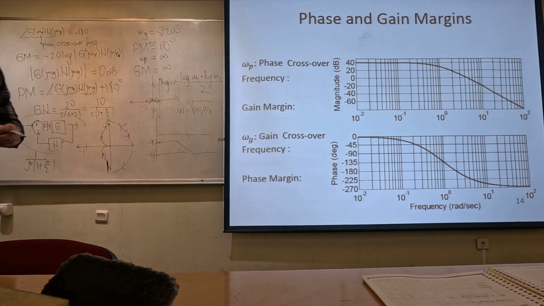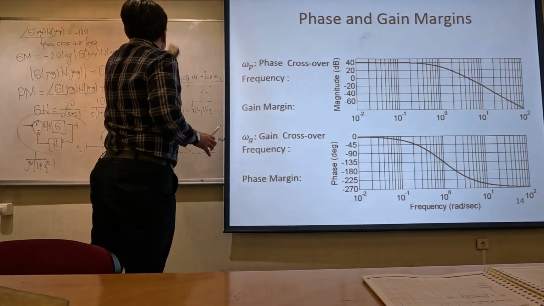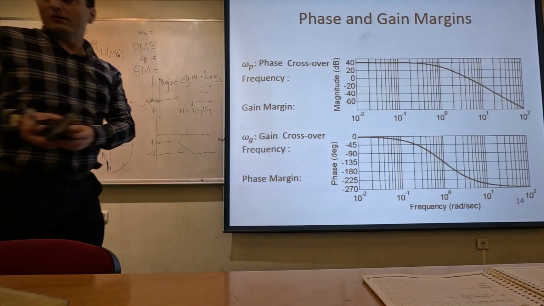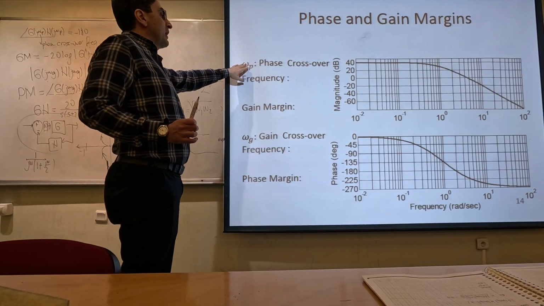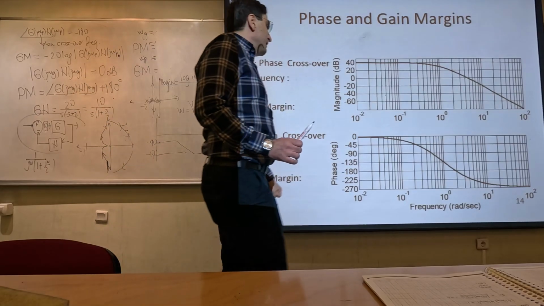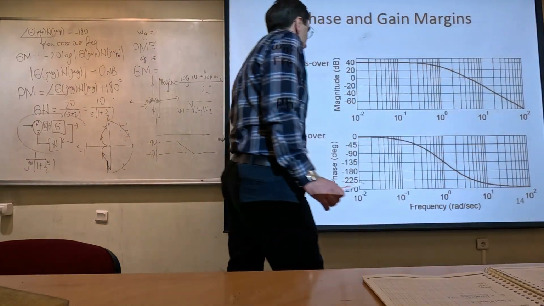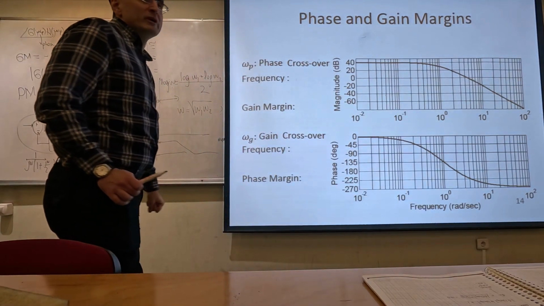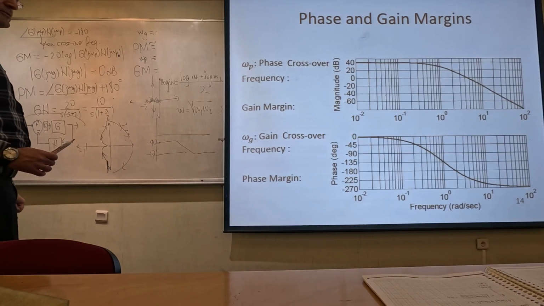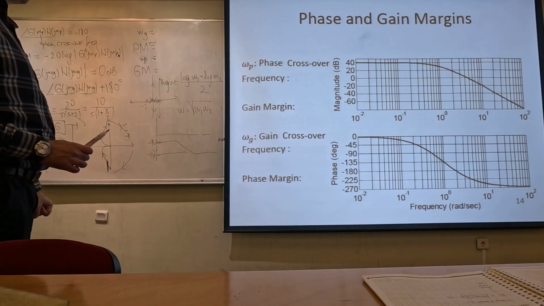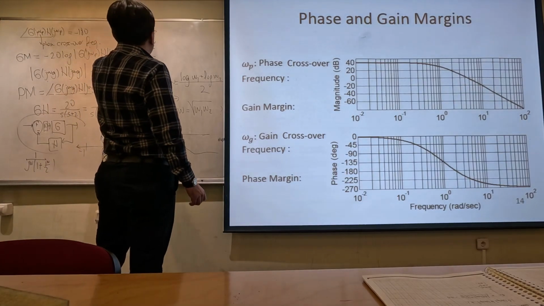So now let us look at another system. For this system, I would like to first read the phase crossover frequency. It is where the phase is going to intersect this minus 180. Where do we intersect minus 180 degrees? What is the frequency there? It is 2 radians per second.